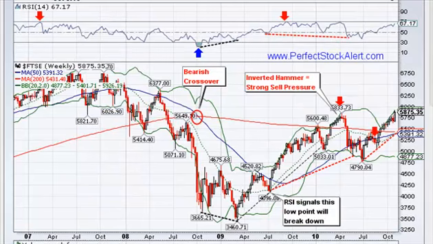Here we are looking at the FTSE, the London Financial Times Index 4-year weekly chart. This is a 4-year time span. Each one is counted as being 1 week. You'll note the same condition: 1, 2, 3, 4, and 5.